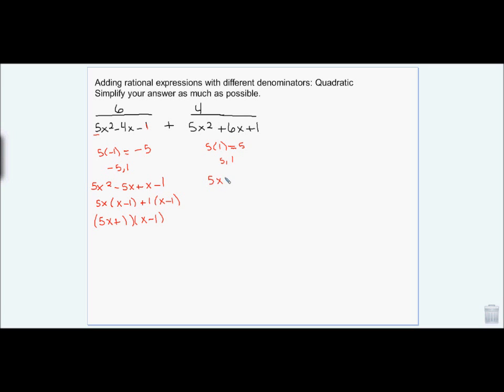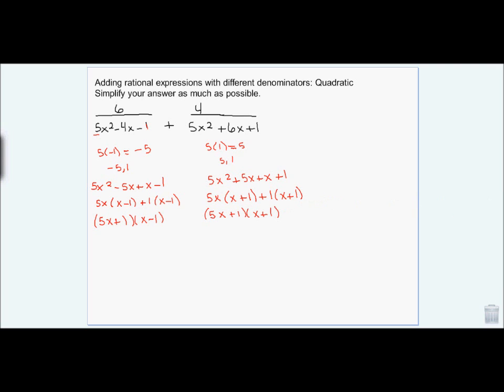So I'm going to do 5x squared plus 5x plus x plus 1. This will factor out a 5x to leave me x plus 1. And from my second, I can factor out a 1. So I factor to 5x plus 1 times x plus 1.